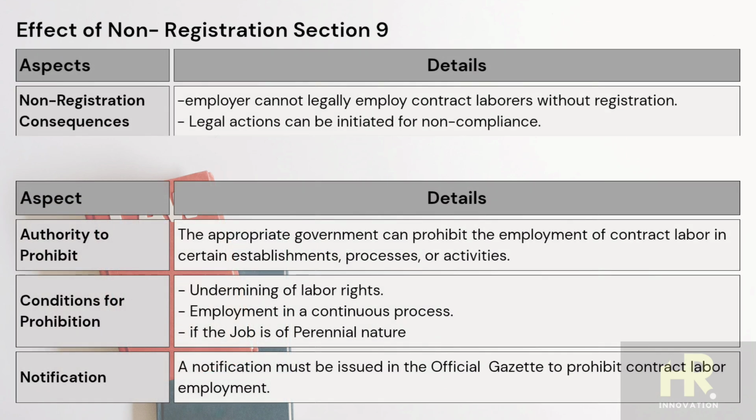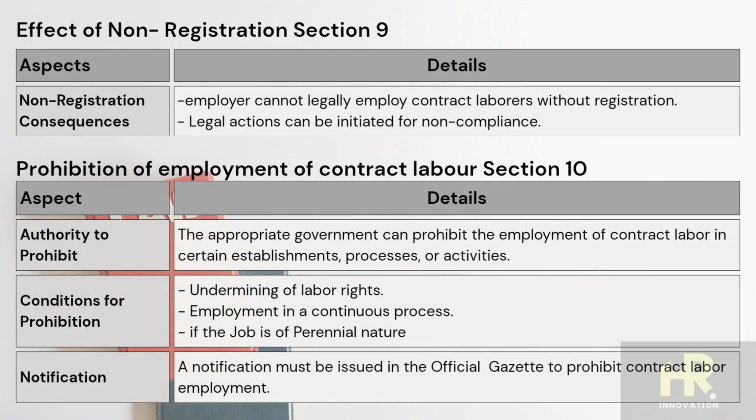We'll talk about Section 9 of the Contract Labor Act. What happens if an employer doesn't register? If a principal employer does not register under the Act, they cannot legally hire contract labor. They are considered non-compliant with the law. And not just that, legal action can be taken against them for violating the Act. So remember, registration is mandatory before hiring contract workers. Follow the rules, avoid the trouble.